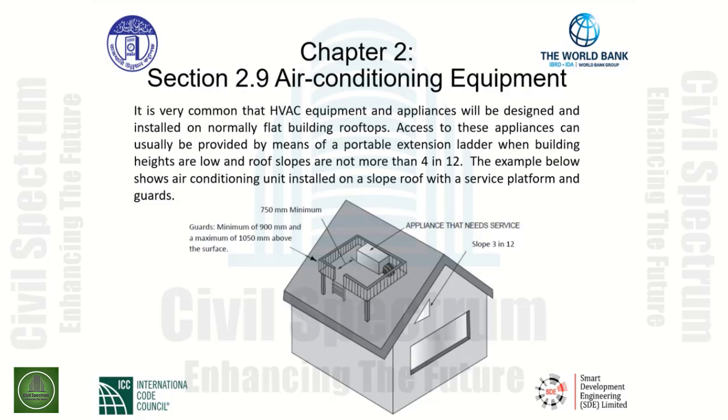Therefore, the service personnel can provide a portable ladder at the edge of the roof, climb onto the roof, and up to the platform. The platform must have 750 millimeter as a minimum to provide working access to the service side and control side of the appliance. Additionally, guards are required, and the guards have to have a minimum of 900 millimeter and a maximum of 1050 millimeter above the surface accordingly.